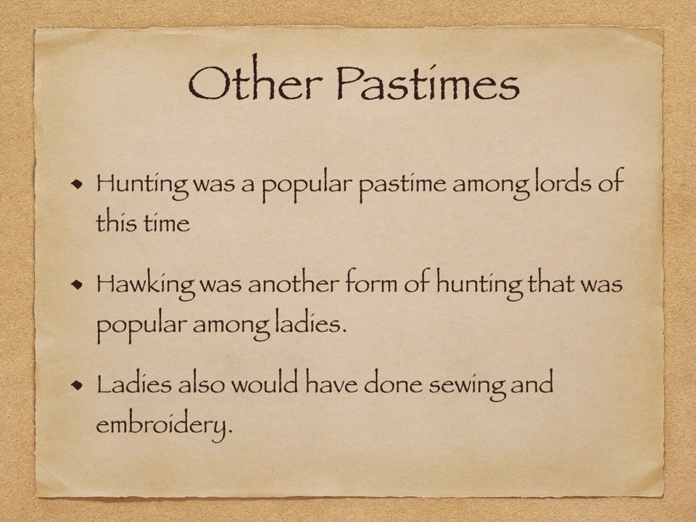And the final thing we're going to look at is the other pastimes. So hunting was a popular pastime among lords at the time. Hawking was also popular, but it was probably more popular among ladies, as this required a bird of prey, a hawk or another bird of prey, that would sit on your hand, and they would go off and hunt smaller birds, or they'd hunt rabbits or mice or stuff like that.